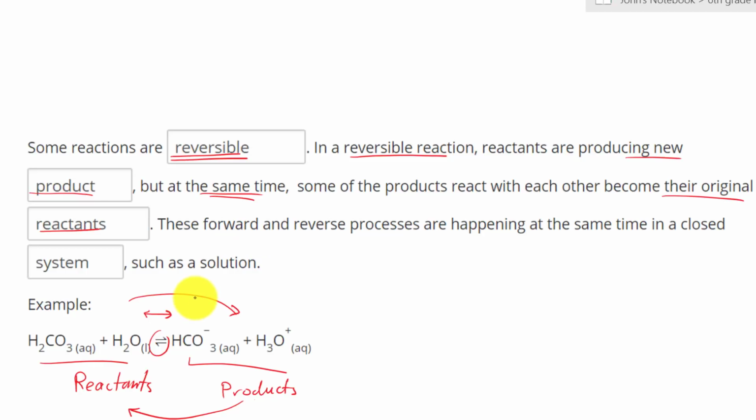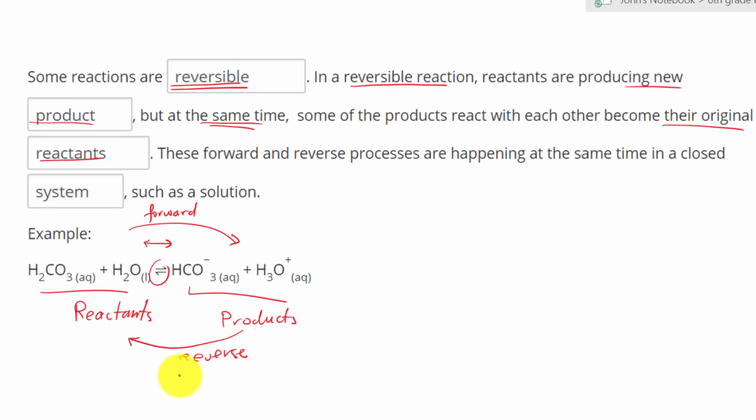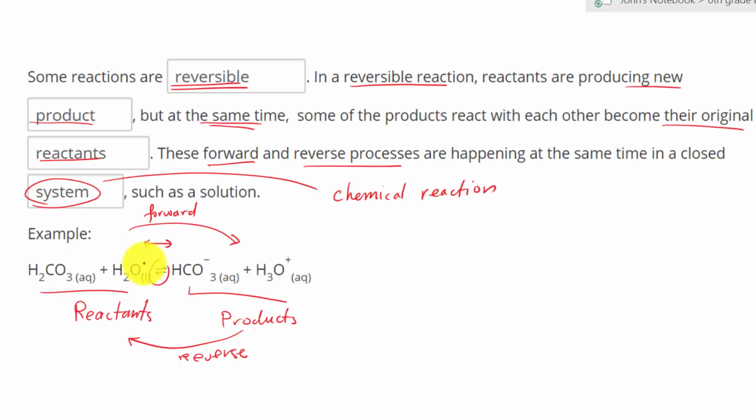We consider this as the forward reaction, as reactants making products. And then this process where the products are making the reactants, that's considered the reverse process. So the forward and the reverse processes are happening at the same time in this closed system. When we use the term system, we are talking about the chemical reaction. So this right here itself is a system that we are going to focus on, okay?